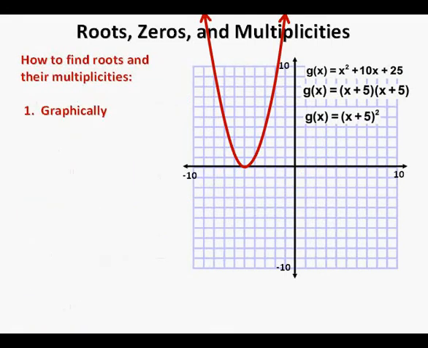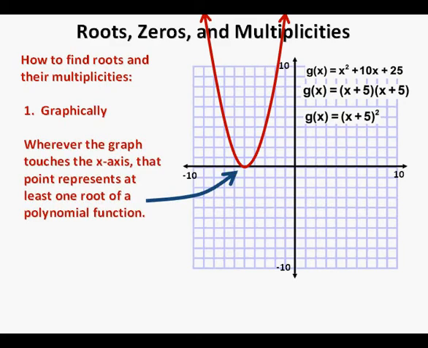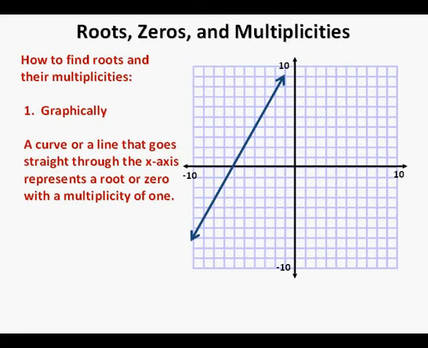Now we'll discuss how to determine the multiplicity of roots. First, we'll look at how to find multiplicity graphically. To find a root or zero graphically, wherever the function touches or intercepts the x-axis, there is found a root or a zero of a function. Here's how we determine multiplicities graphically. A curve or a line that goes straight through the x-axis without hesitation represents a root or zero with a multiplicity of 1.